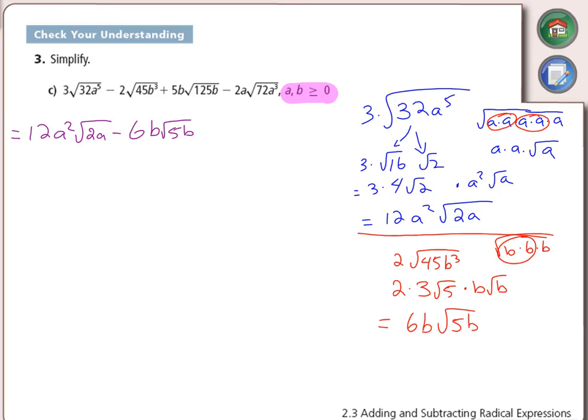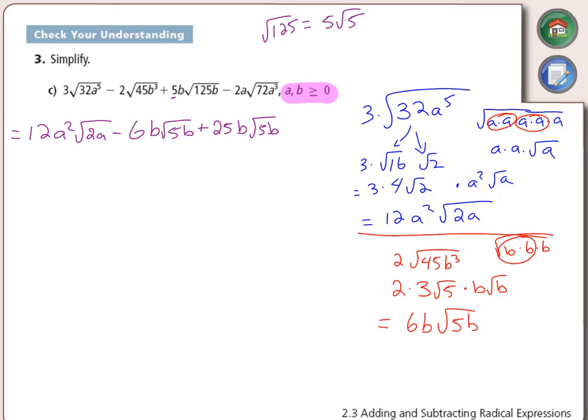We do the same thing with the 125. 125 breaks into 5 root 5. But I've already got a 5 sitting there, so I'm going to multiply those together. 25b. Can't do anything with the b that's underneath, so we get 25b, root 5b. So again, square root of 125 is 5 root 5.